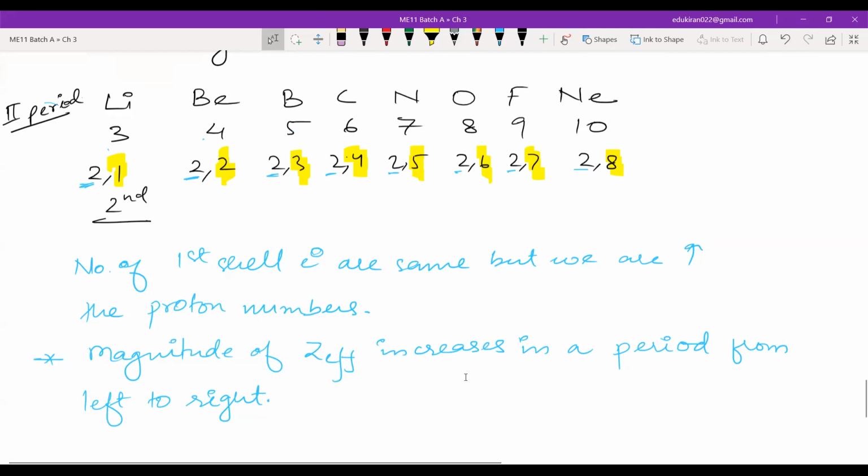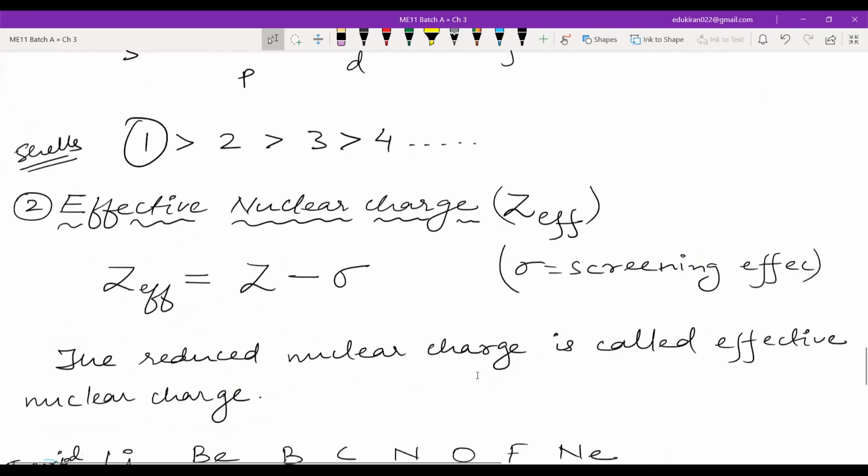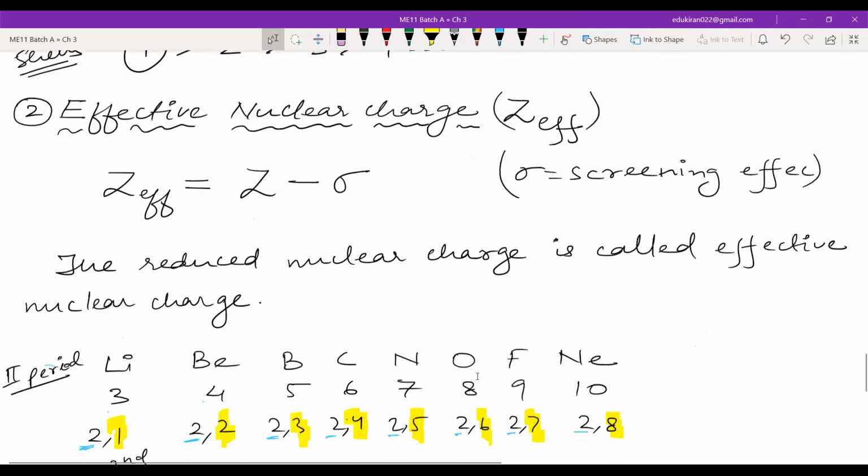Then we will look at the effect. Sir, could you show the equation again? The first equation. Okay, thank you. Z minus sigma. Okay, Z minus sigma.